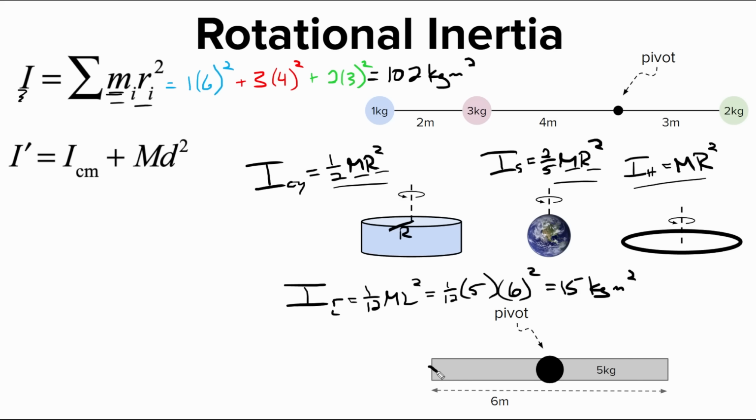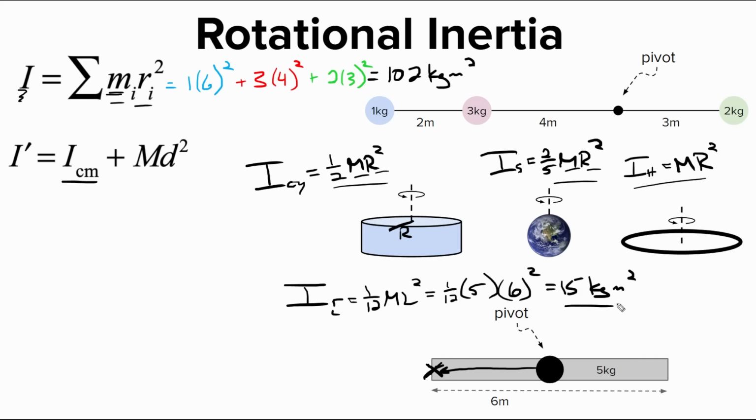What if you wanted to know if you rotate it here? So say you want to just start changing it. If I change the axis to over here, start spinning the whole thing around its end, now what would the rotational inertia be? Well, there's a formula for it. It's called the parallel axis theorem. The new rotational inertia, I prime, i.e. the I about this end, will equal the rotational inertia about the center of mass, which we just found.